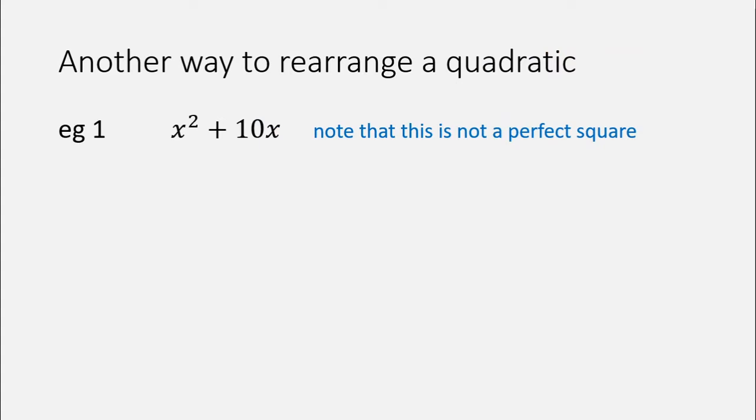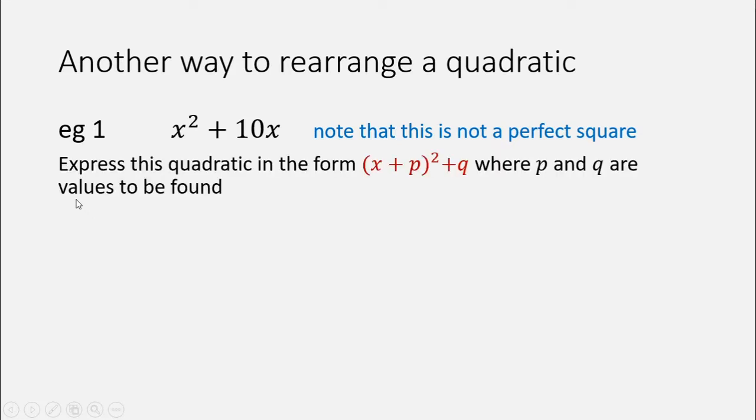Now, obviously not all quadratics are perfect squares. This next one is not a perfect square. It's a two-term quadratic, and I've given you this one in particular because I think it's going to be easier for us to start with, but it's definitely not a bracket multiplied by itself. Now, we want to express this in the format of (x plus p) squared plus q.